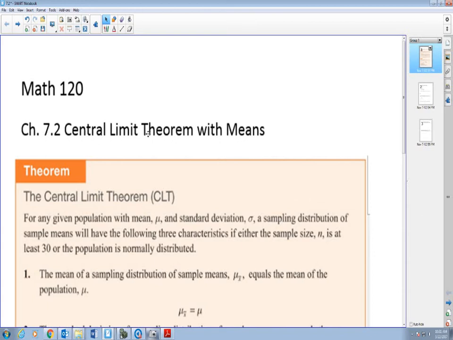Welcome to Probability and Statistics. In this lecture video, we're going to talk about the central limit theorem with the means.